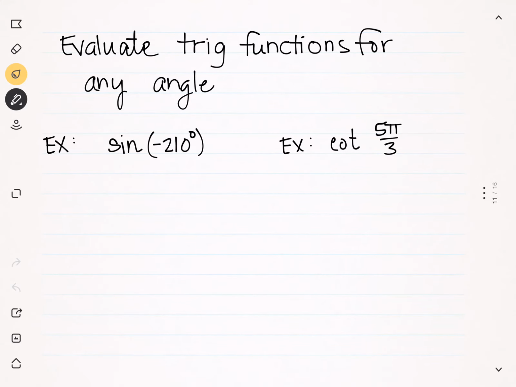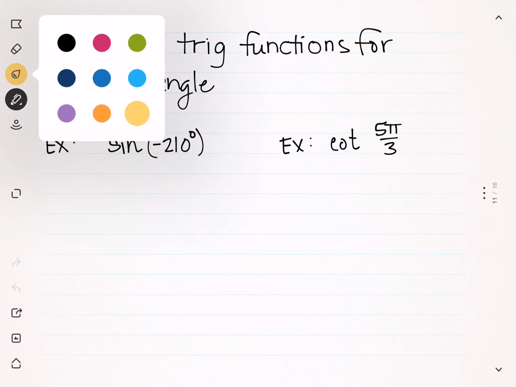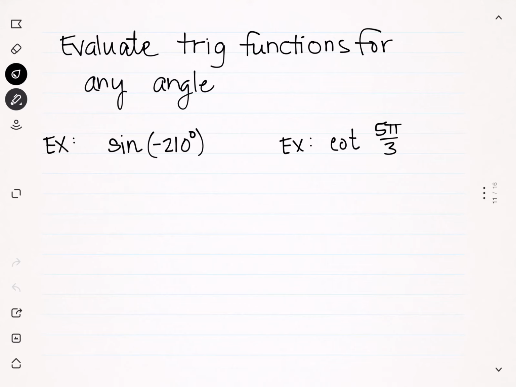All right, so we are going to now talk about evaluating trig functions for any angle. You're going to want to recall your unit circle. It's going to be really helpful for this lesson. So if I want to find the sine of negative 210 degrees, the first thing I want to do is plot this angle in standard position.